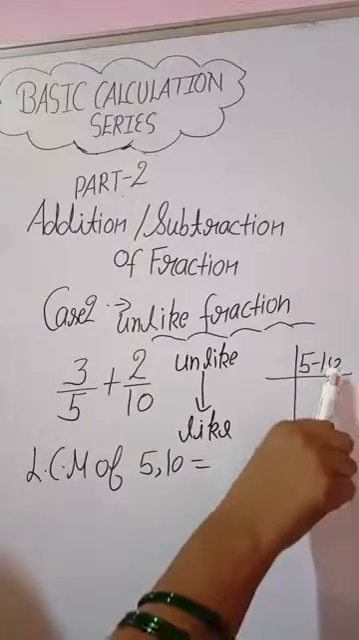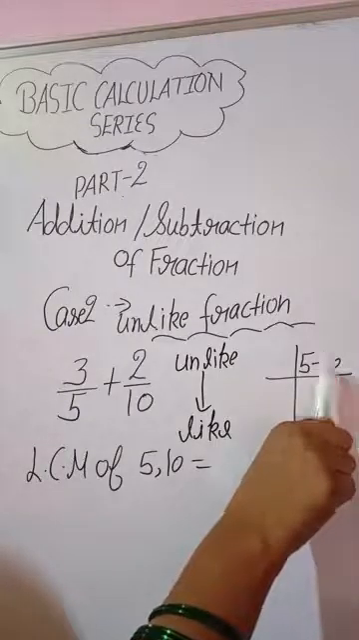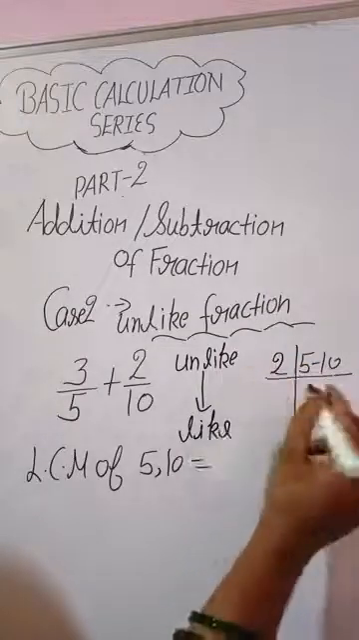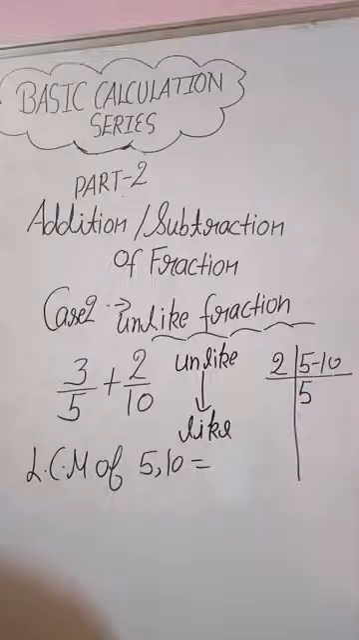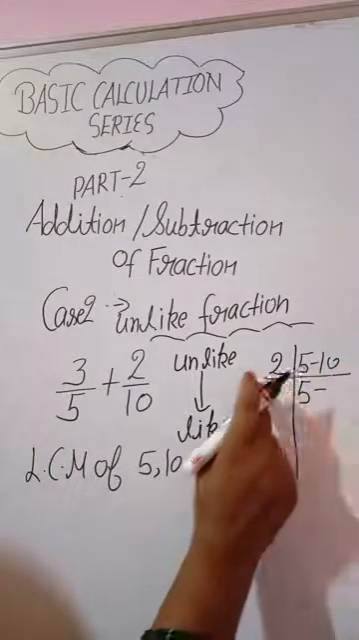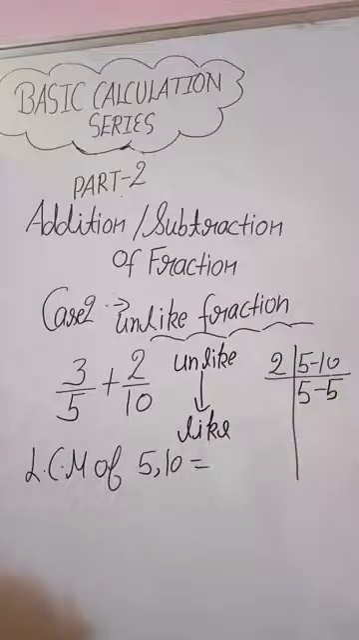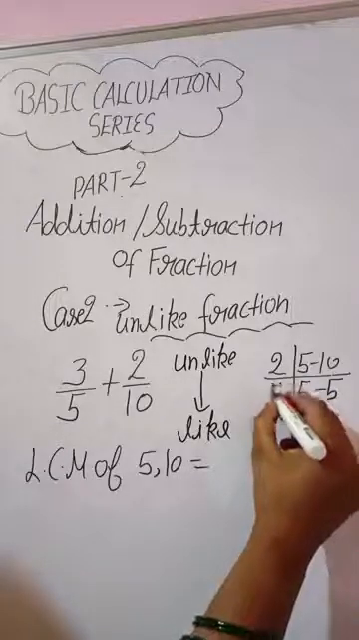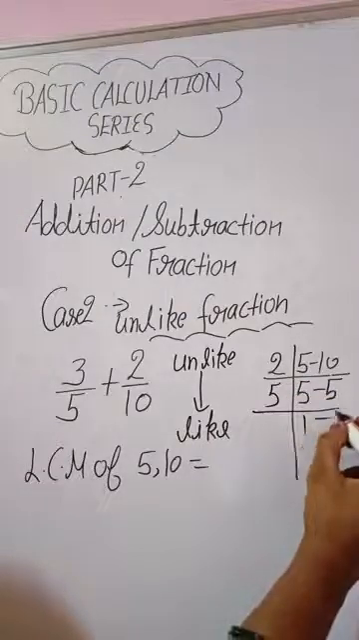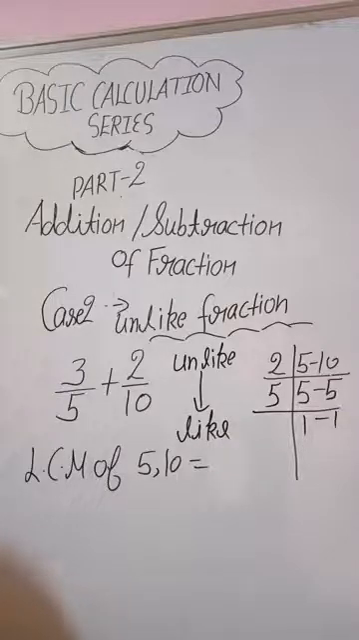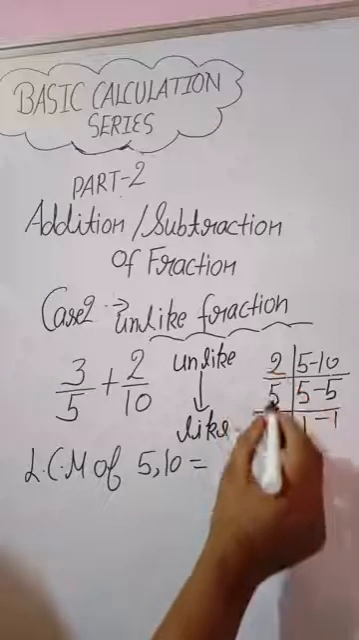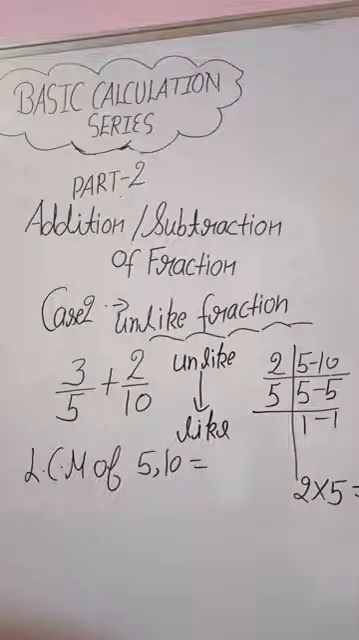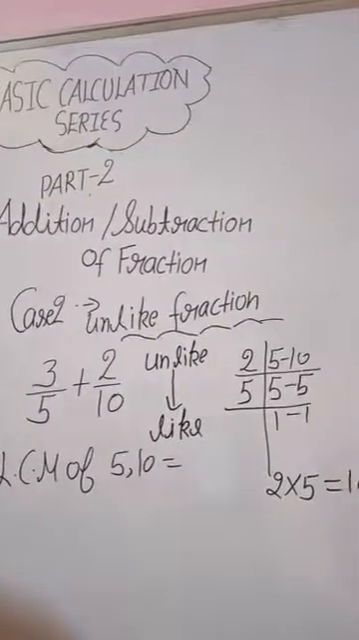Here 10 is divisible by 2 because it is an even number. So first we write 2, and 5 will not come in the table of 2, so we write the same number, 5, and 10 divided by 2 is 5, so we write 5. Now we have 5 and 5. 5 is divisible by 5. 5 times 1 is 5 and 5 times 1 is also 5. So the LCM will be the product of these numbers, 2 times 5, and 2 times 5 is 10. So the LCM is 10.